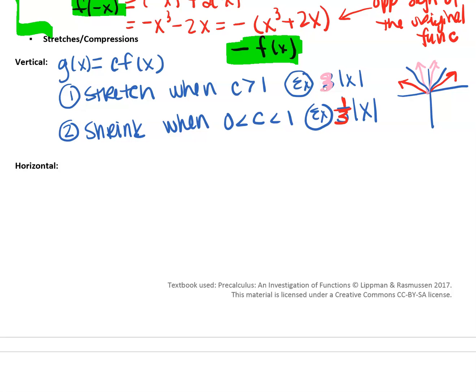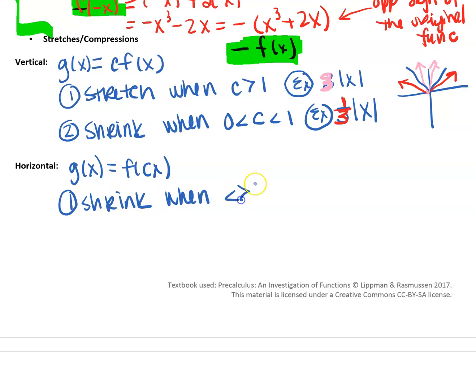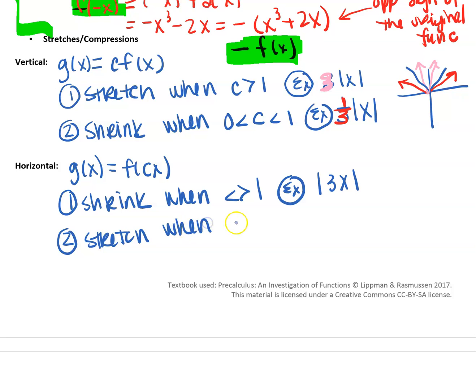Now, the reason I say this is something you're going to have to go back to and use these notes as you're working the practices or homeworks is because when you go to horizontal, you're looking at g of x being equal to f of cx, when you have the multiplier inside of the function, or the parentheses, or in this case, absolute value. They switch up their wording and they now say that it's a horizontal shrink when c is greater than 1, such as if you had the absolute value of 3x, so moving that 3 inside. And they're going to call it a stretch when c is between 0 and 1, or that fraction, so like the absolute value of 1/3 x.